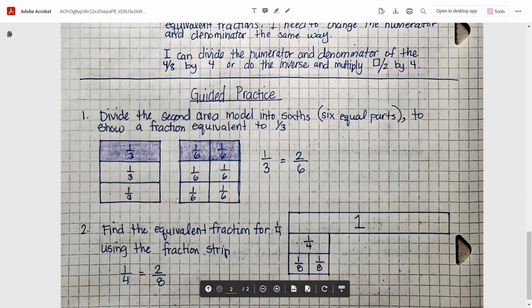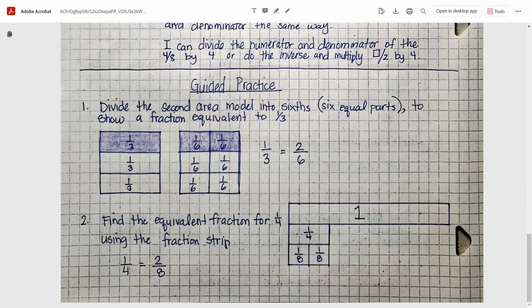Now let's take a look at your guided practice together. For number 1, it says divide the second area model into 6 equal parts to show an equal fraction that is equivalent to 1/3. So we had our 1/3 one printed in our books, and we had it colored in. The second one, we cut into 1/6 size pieces. So I cut it into thirds, the same as the other one, and then I cut those down the middle in half. So now I have 1, 2, 3, 4, 5, 6.